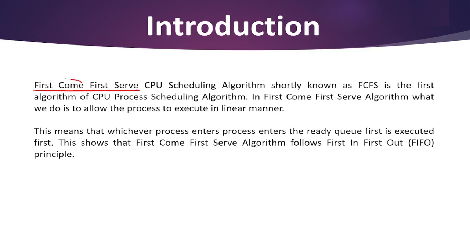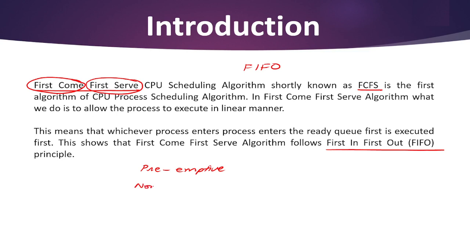That means the process that enters the ready queue first will get served first by the CPU. It is also known as FCFS. It follows the principle FIFO, that is first in, first out. You should also note that the first come, first serve scheduling algorithm process is straightforward and very easy to implement, and also it always follows preemptive scheduling as well as non preemptive scheduling algorithm.